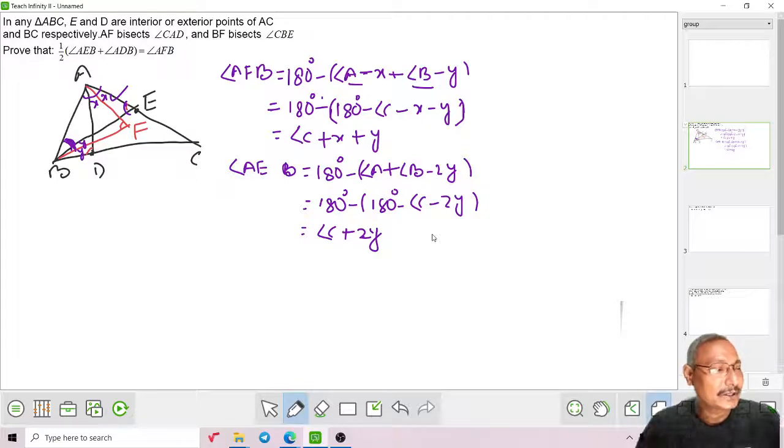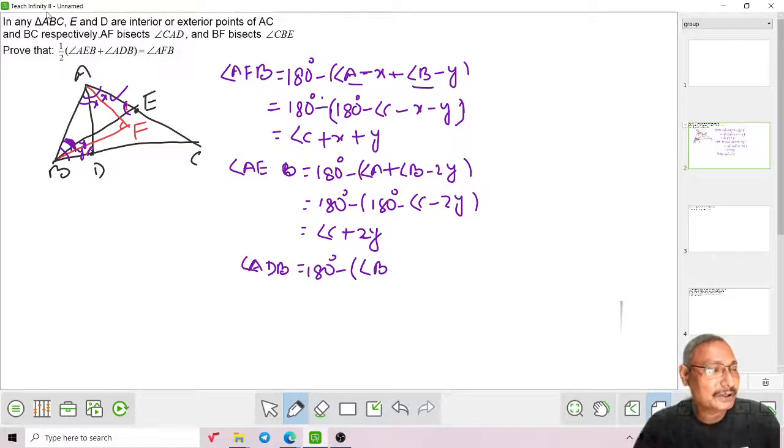So dear, we have found AEB. Now we want to know this angle ADB. So to know the angle ADB, we will use this triangle ADB. If we use this triangle ADB, then this angle, that is angle ADB, will be equal to 180 degree minus angle B minus this angle. So we will subtract the sum of these two angles from 180 degree.